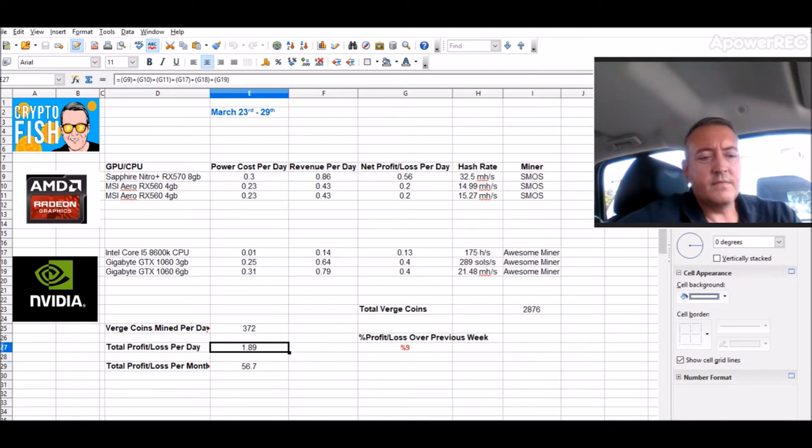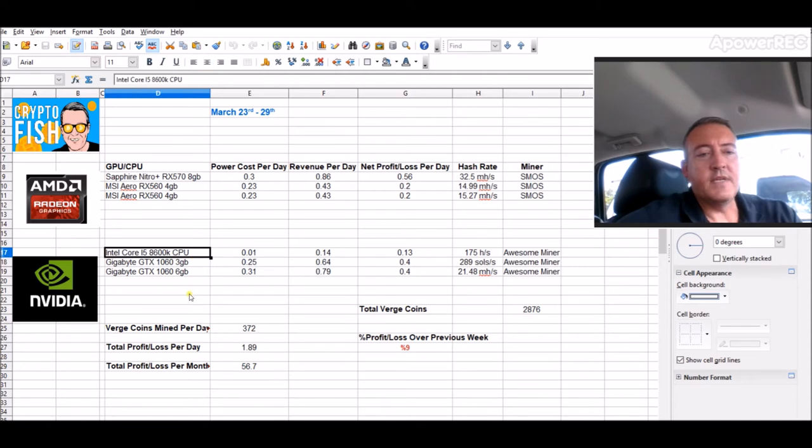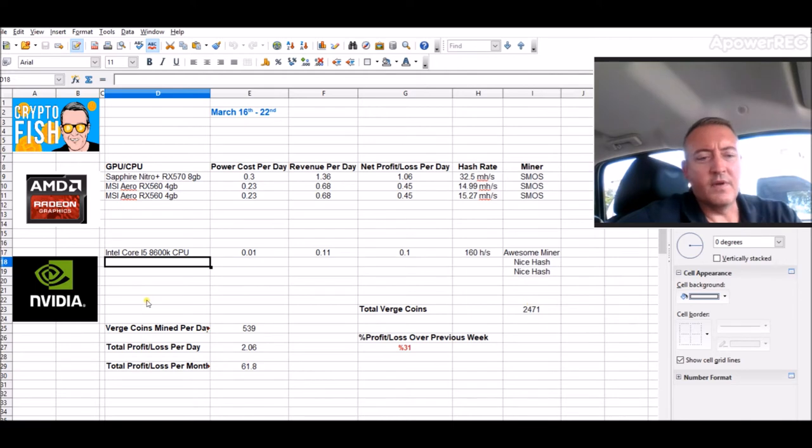Week number six now. So that was week five. Week number six, I actually got two more GPUs. So the first 5 weeks, basically I had just the two 560s. And to that point, I had mined 2,400 Verge coins.